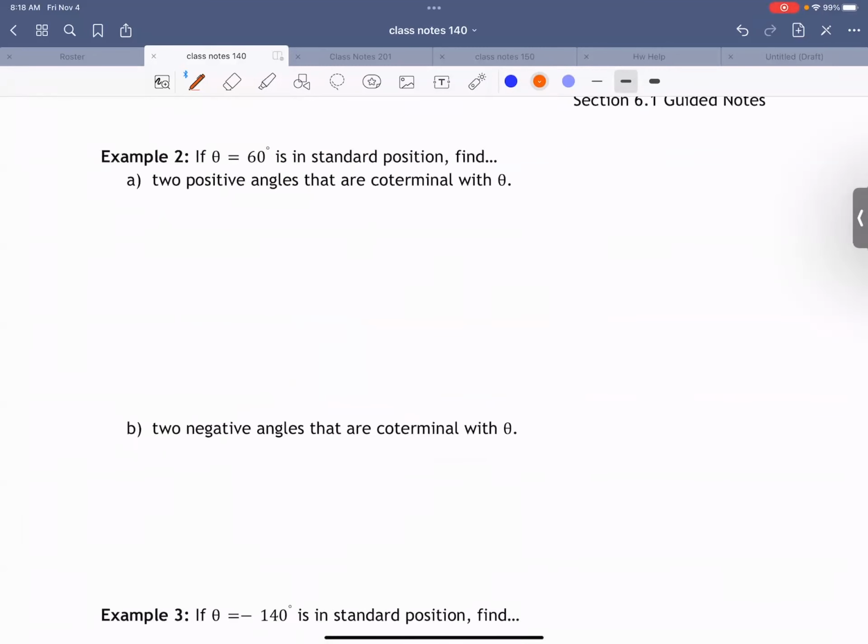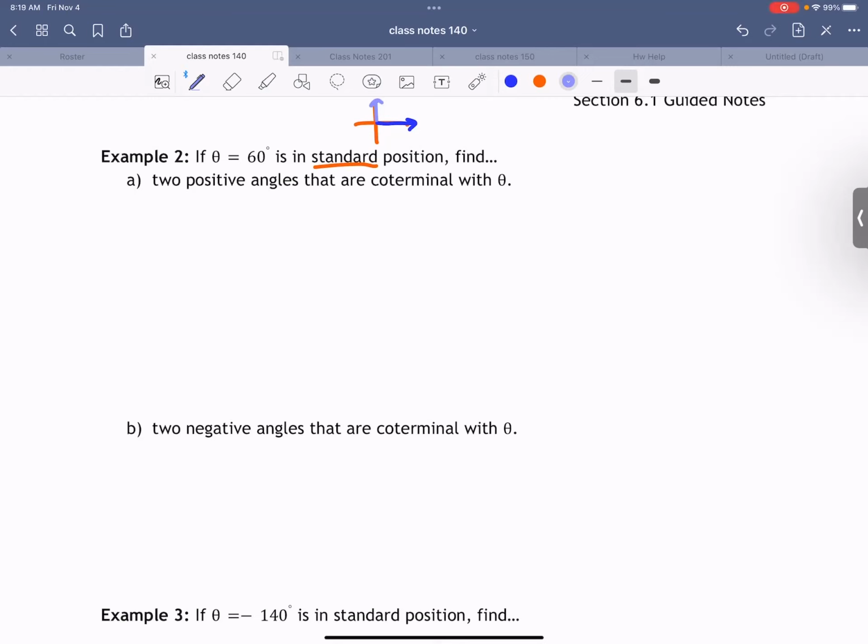Since we don't just have to find one coterminal angle, we can be asked to find multiple different coterminal angles. This is an example of something I would ask you on a test or quiz, or even on WebAssign. Let's start with this one. We have our angle theta, and it equals 60 degrees, and it's in standard position. What this means is that the initial side is on the positive x-axis, and the terminal side is somewhere else. This is what standard position means.